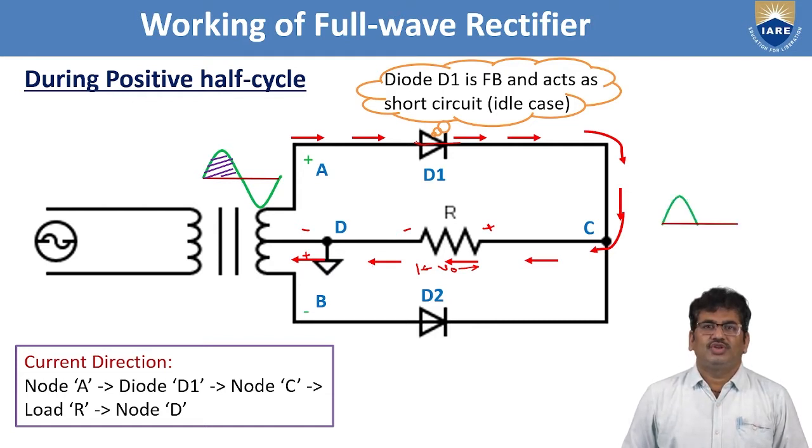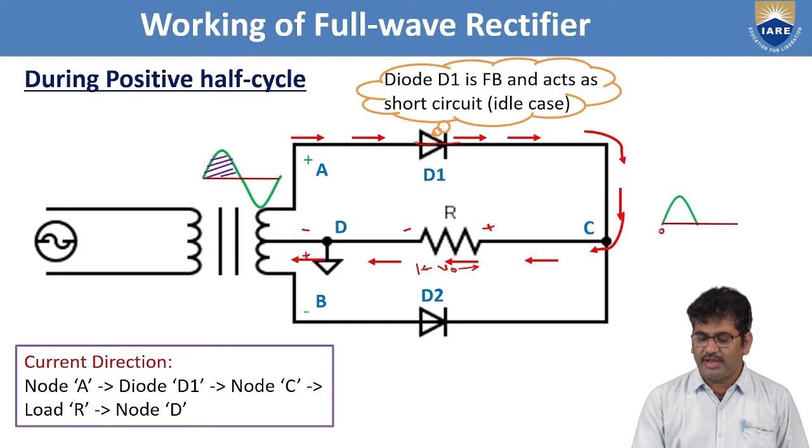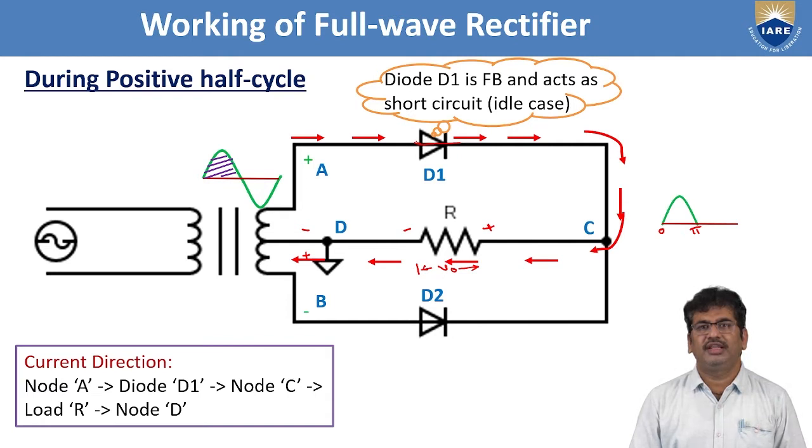As the positive half cycle is flowing through the load resistance, the output we can get from 0 to pi is the same as that of the input voltage. So during 0 to pi, we are going to get the current from node A to node C, node D. As D2 is reverse biased, it is open circuited, so no current will flow through D2.